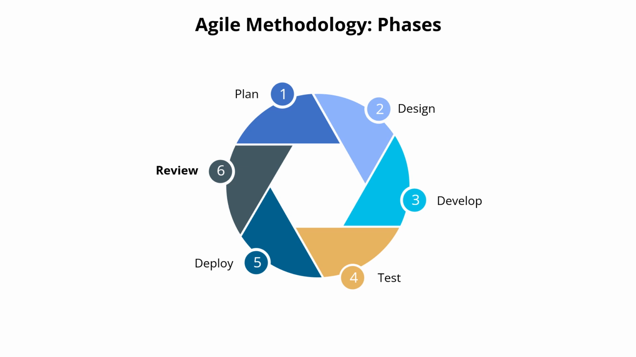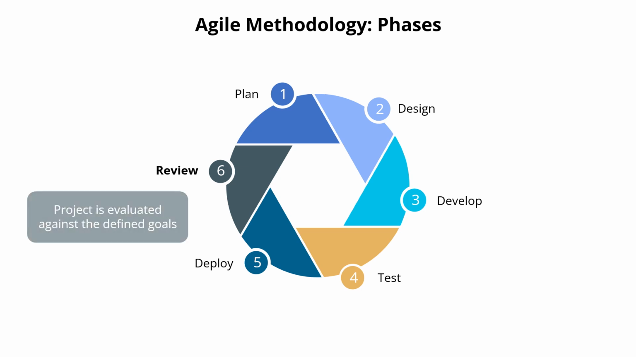Review. The final phase, the agile review meetings, involves weekly sessions with stakeholders. These meetings are dedicated to evaluating and assessing progress against predefined goals regularly.